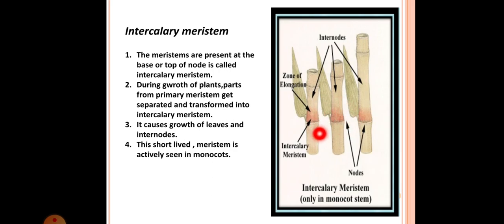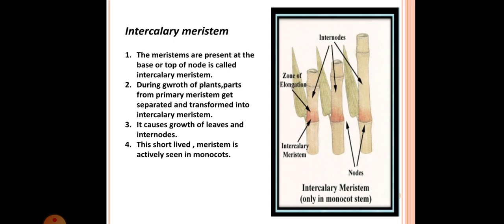So the intercalary meristem helps to grow the leaves and the internodes. This is short-lived. Meristem is actively seen in the monocots. So these intercalary meristems are short-lived, and you can see them in monocot plants only. So this is the intercalary meristem, and this is only present in monocot stems.